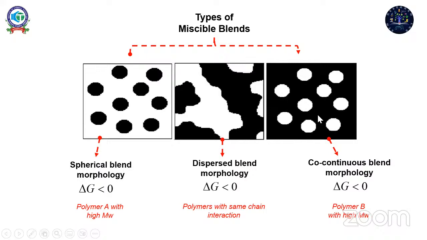Again, if you go towards the next picture, it is a co-continuous blend morphology. In this co-continuous blend morphology, this is the reverse case as compared to the previous one. Here the polymer A was high molecular weight and polymer B, which is the black one, was low molecular weight. Now in this case, polymer B has high molecular weight, and as the dispersion is getting converted into the co-continuous blend morphology.